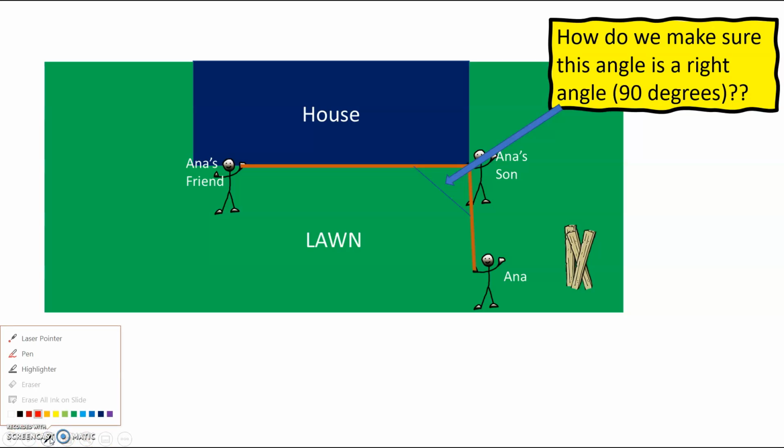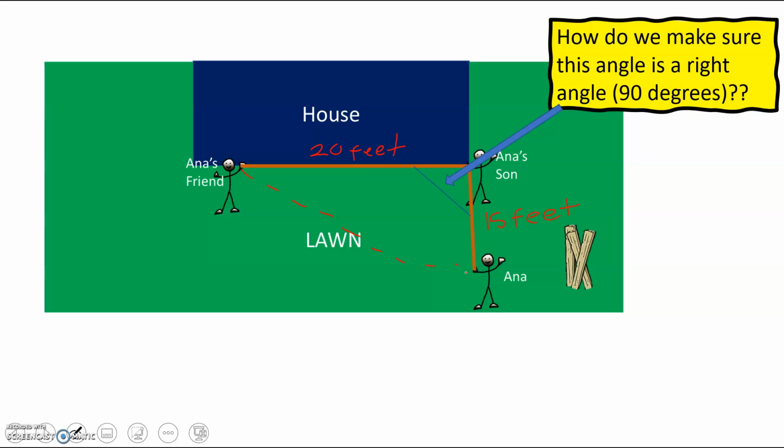So let's take a look at what we know so far. We know the measurement of the string between Anna's friend and Anna's son is 20 feet. We know that the string between Anna's son and Anna is 15 feet. And we want to guarantee that the angle where Anna's son is standing is a 90-degree angle. So what we want to recognize is that this here between Anna's friend and Anna forms a triangle. Now our objective is to create a right triangle.